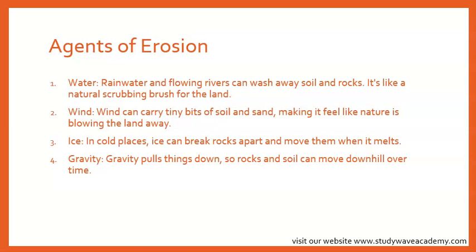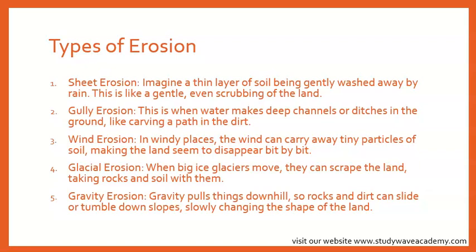So next we're going to be looking at types of erosion. There are various types of erosion. Okay? 1. Sheet erosion. Imagine a tiny layer of soil being gently washed away by rain. This is like a gentle, even scrubbing on the land. Okay? Sheet erosion is the removal of tiny layers of soil. Do we understand that?